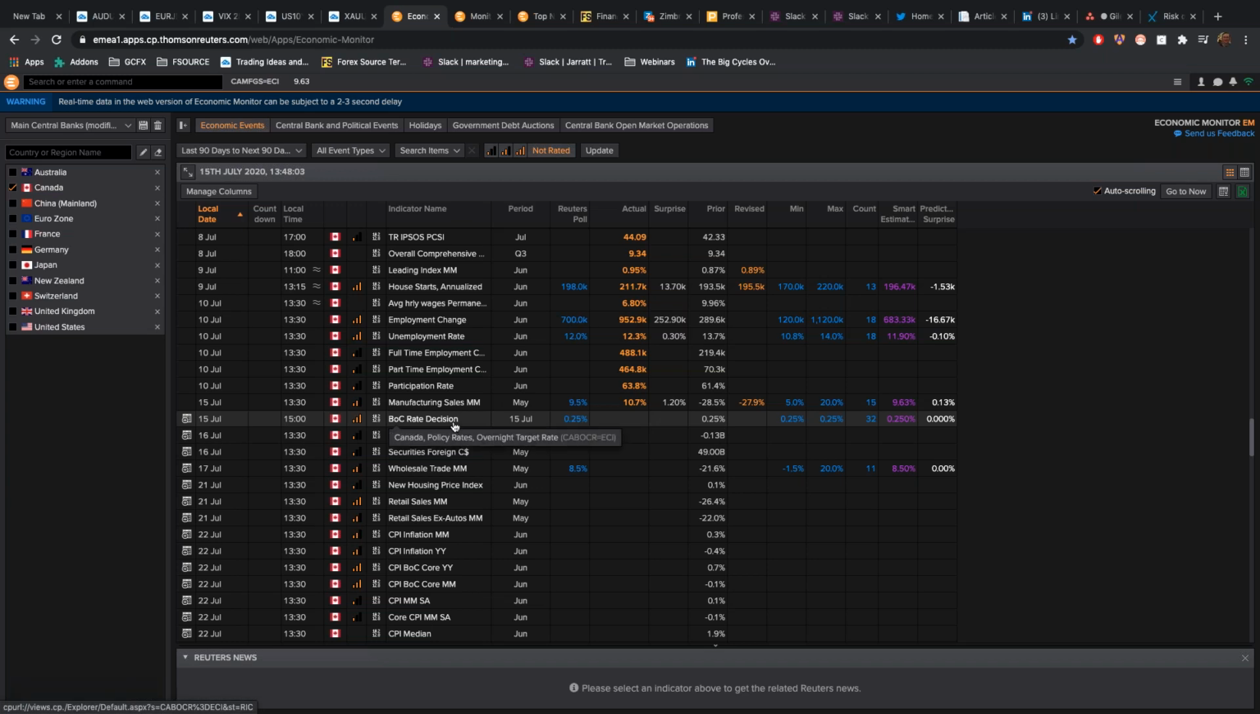If we got a surprise hike, so say the Bank of Canada rate decision came in at 0.50%, then we'd expect US dollar CAD short. We'd expect to see the CAD really sell off strongly on that data. So if we got a rate hike of 0.50% or more, we'd expect the CAD strength. So we trade that against the US dollar CAD. So that's how you trade those interest rate decisions.